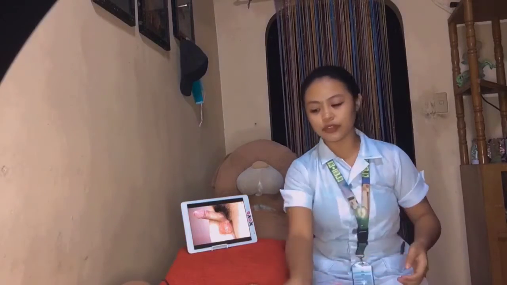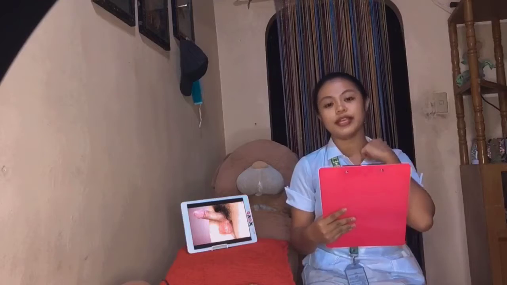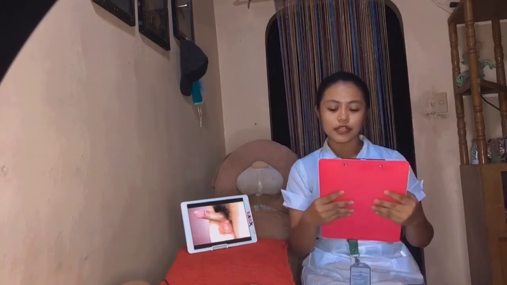Okay, so next we need to do the hand hygiene. The rationale of this is to avoid the spreading of microorganisms or cross contamination among patients or clients or vice versa. Next we will provide for client privacy. The rationale is for the patient to be comfortable in the whole procedure. For example, close the door or close the curtains. Next we will assemble the equipment. First is the examination gloves.